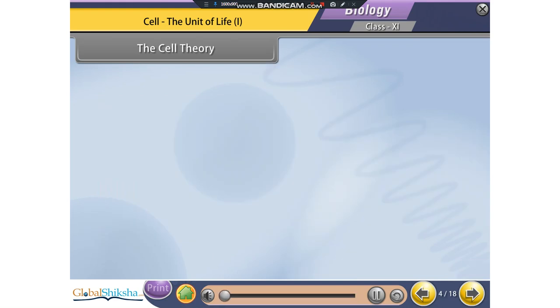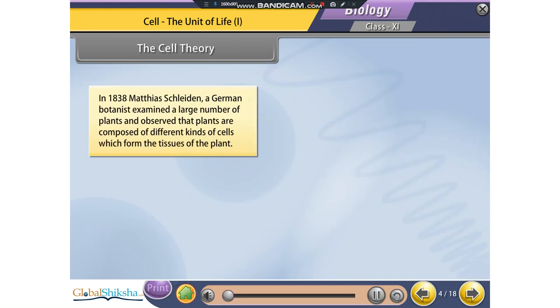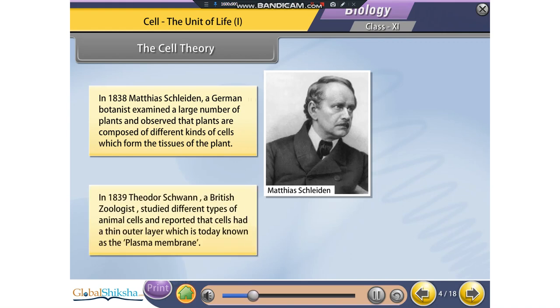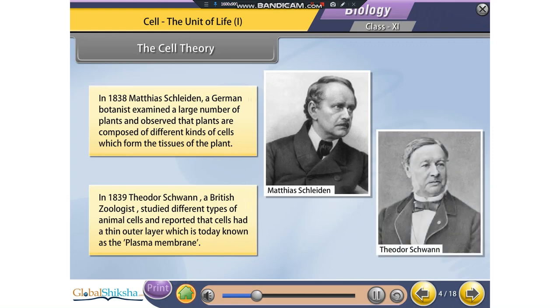The cell theory. In 1838, Matthias Schleiden, a German botanist, examined a large number of plants and observed that plants are composed of different kinds of cells which form the tissues of the plant. In 1839, Theodor Schwann, a British zoologist, studied different types of animal cells and reported that cells had a thin outer layer which is today known as the plasma membrane.